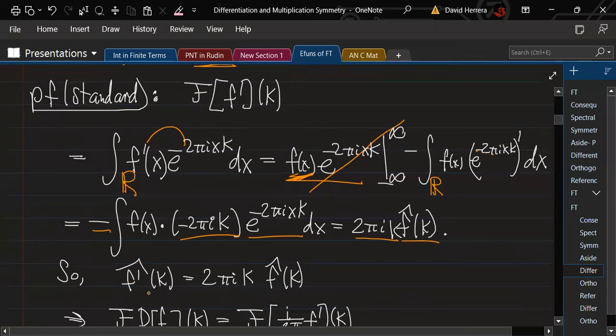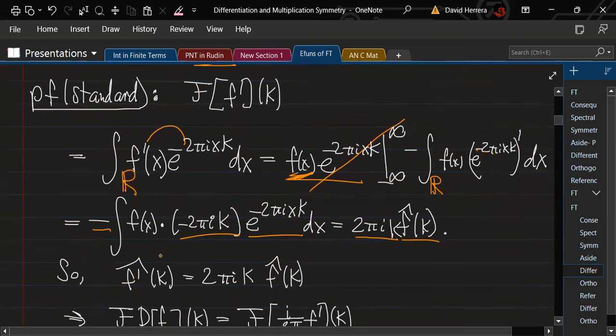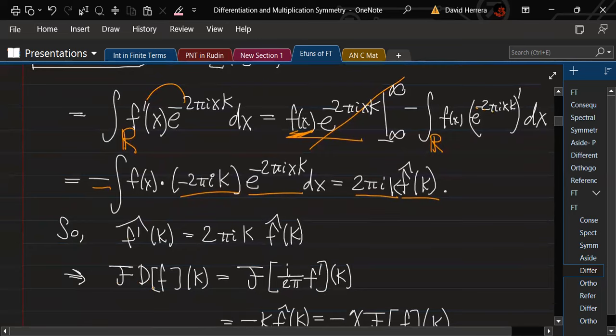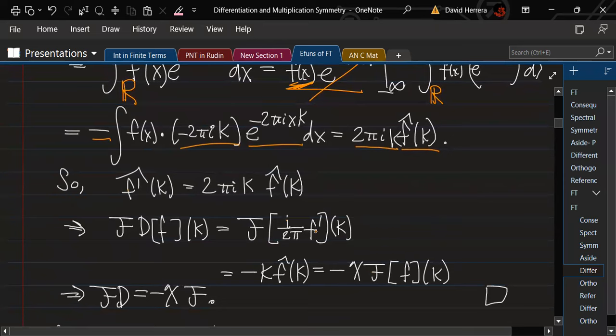Now, if you write this in terms of d, so we did the Fourier transform of the derivative, so let's do Fourier transform of d of f. That is i over 2 pi derivative. Now, f prime, when you do the Fourier transform, is going to be 2 pi i. So let's pull the i over 2 pi out.